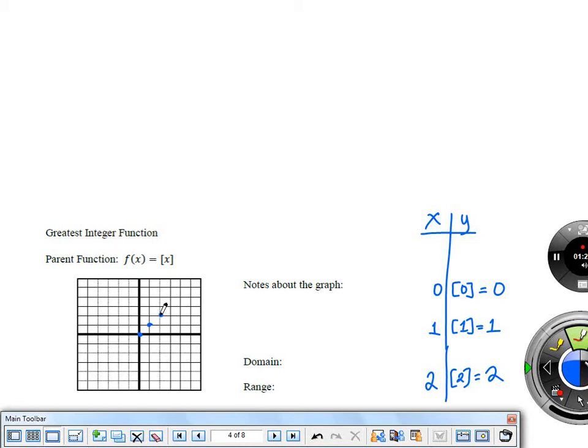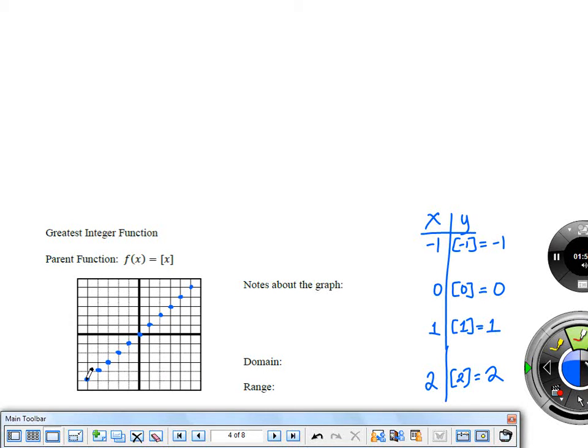All right, so I can guess if I plug in 3, guess what I'm going to get? 3. If I plug in 4, I'm going to get 4. 5, I'm going to get 5. Okay? I can see what's going to happen. And then the same thing the other direction. If I plug in -1, what am I going to get? -1. If I plug in -2, I'll get -2. -3, I'll get -3, etc., etc. So I know all of those are points on my graph.